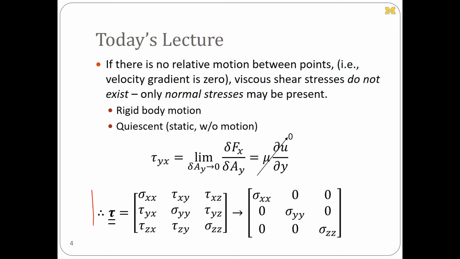So in today's lecture, we're going to cover the case of a quiescent fluid. That is, when the fluid is not moving at all. And when the fluid is not moving at all, then necessarily the velocity gradient goes to zero, because the velocity is everywhere zero. And what happens when the velocity gradient is zero is that all of these shear stress elements in our shear stress tensor go away, leaving us with only these normal stresses, sigma xx, sigma yy, sigma zz.